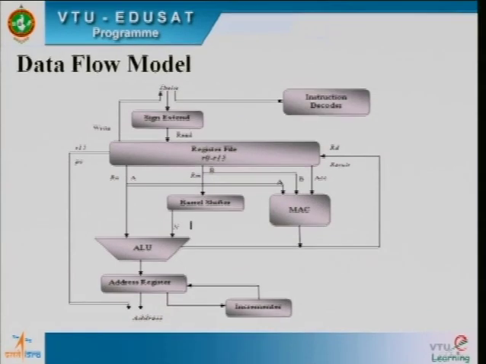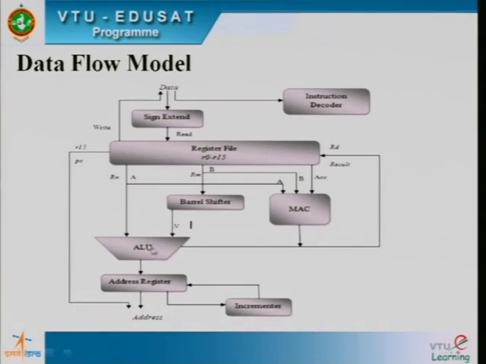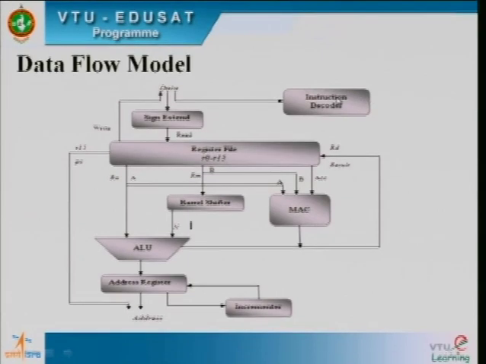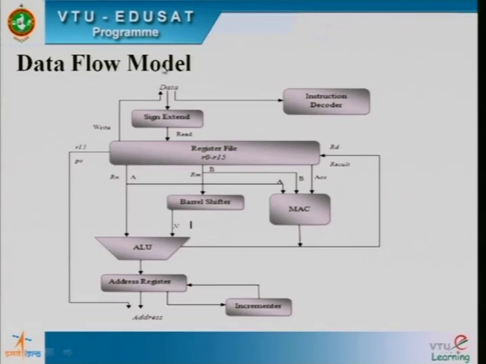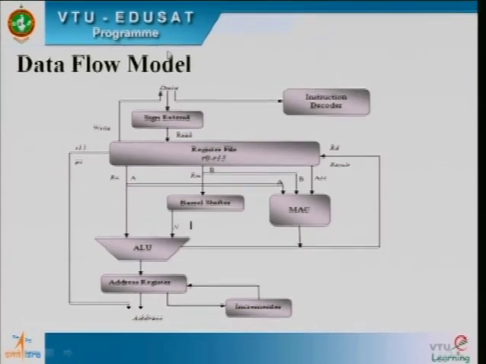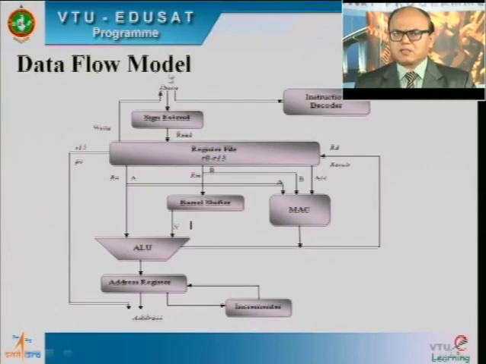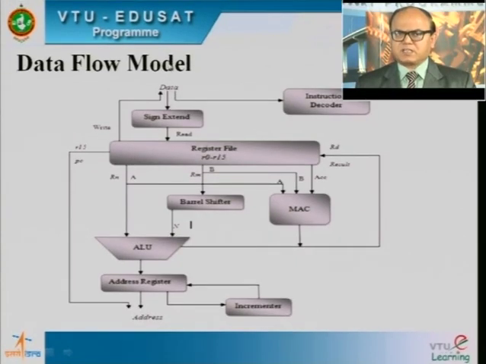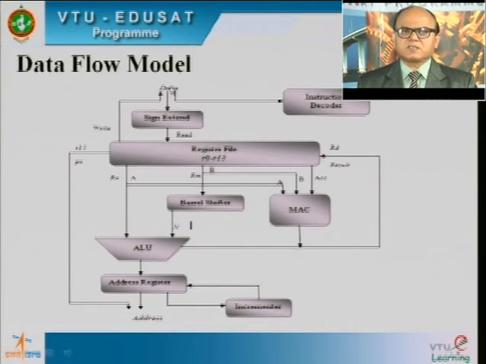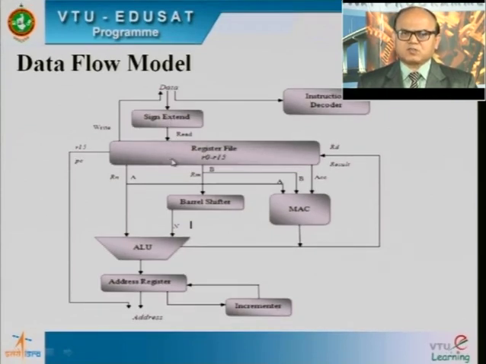Now let us go further into the processor core. We already discussed the sign extend unit and the instruction decoder unit, and the data was received from this side. For this model of ARM discussion, I assumed that this is the bus which connects to the memory, and the information received from the memory could be data, in which case it goes through the sign extend and then goes to the register file.